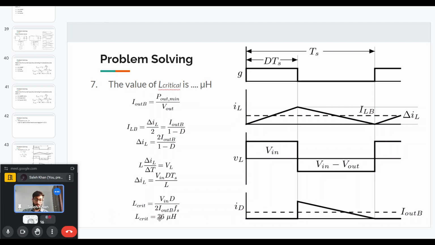So the answer to this question is 36 basically. The unit is already given. We have to give the value of the inductance in microhenries. This is the same for you in the assignment as well. You don't have to write the unit in the text box, you only have to write the number, since the unit, microhenry, is provided in the question itself. So the answer will be 36.